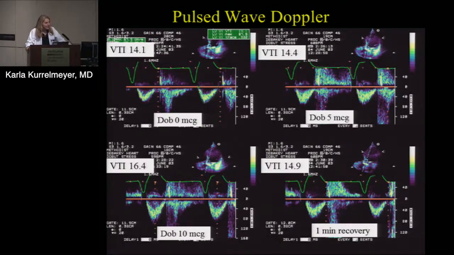Another point, because I've seen this done incorrectly: if it never goes across 4, you stop at 20 mics. You don't go up to 40. This is not an ischemia evaluation. This is a Doppler evaluation. Going up to 40 mics is just going to put the patient at risk for arrhythmias and cardiac arrest.